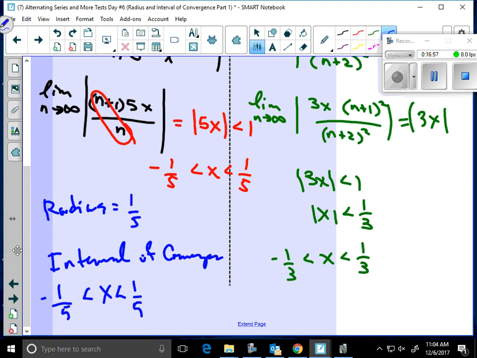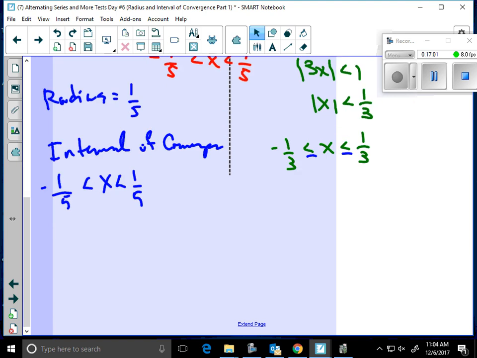I want to show you how to do this. I want to show you that this actually will be an interval of convergence of that. So this is going to be the actual interval of convergence. And here's why. I'm going to plug in a negative 1/3 into the original series and a positive 1/3 into the original series. Someone tell me what the original was.